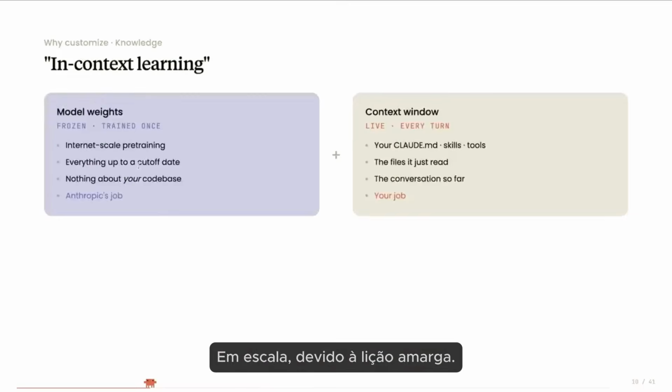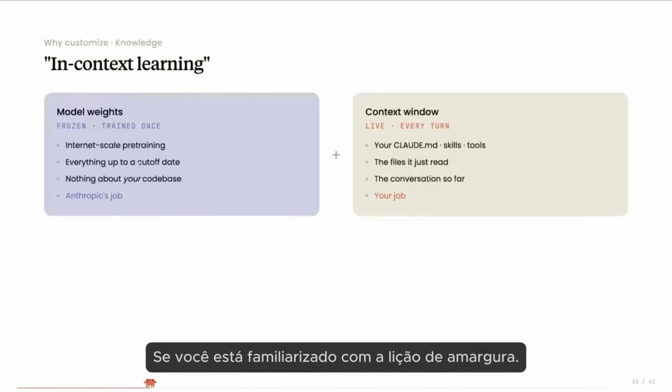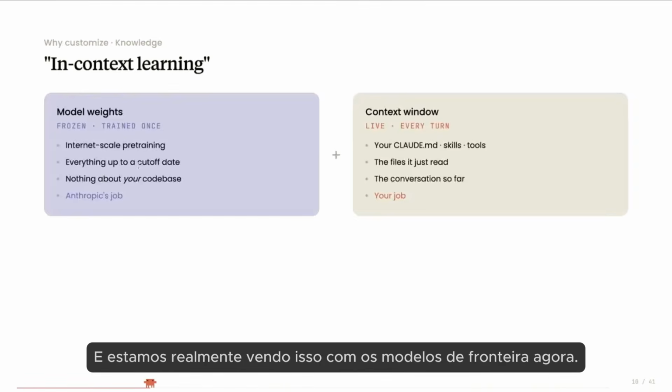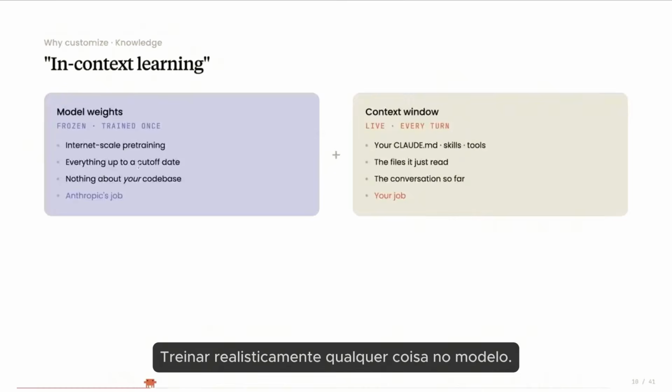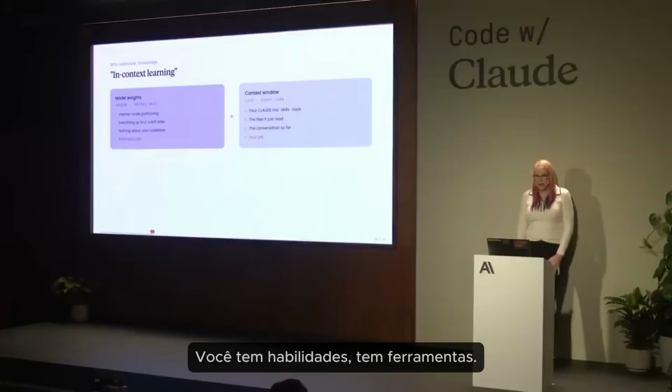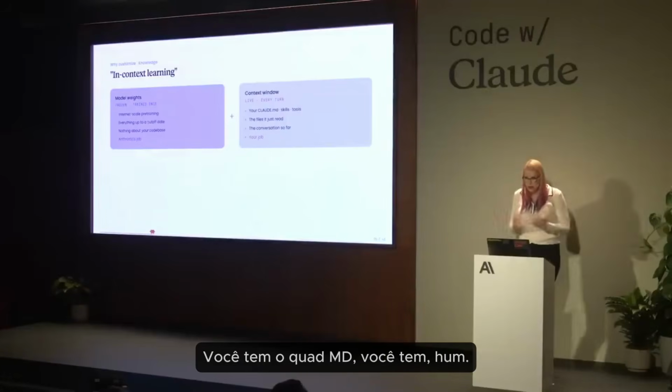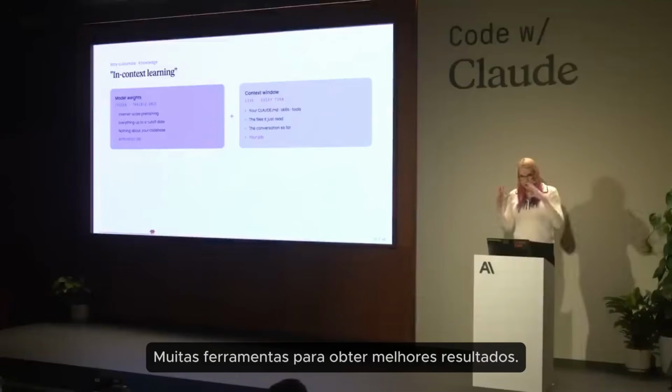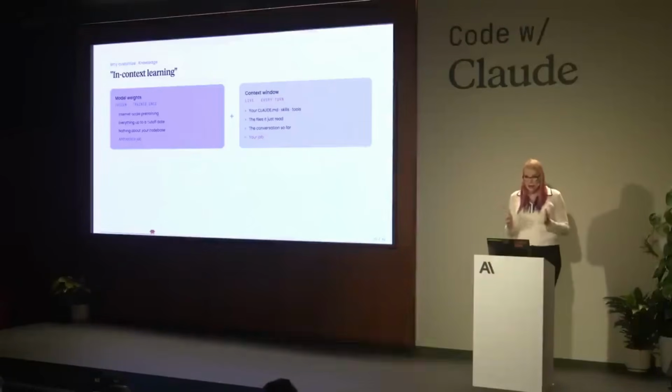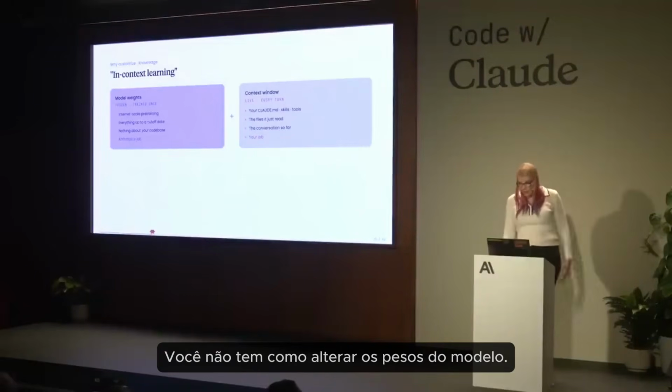At scale, because of the Bitter Lesson, if you're familiar with the Bitter Lesson, general AI wins out over specialized AI in the long run. And we're really seeing that with frontier models now. We can't realistically train anything into the model that's specific to your job or your code base, right? So you have skills, you have tools, you have Claude.md, you have a lot of tools there to get better results, but that's all you have. You don't have a way to affect the weights of the model.